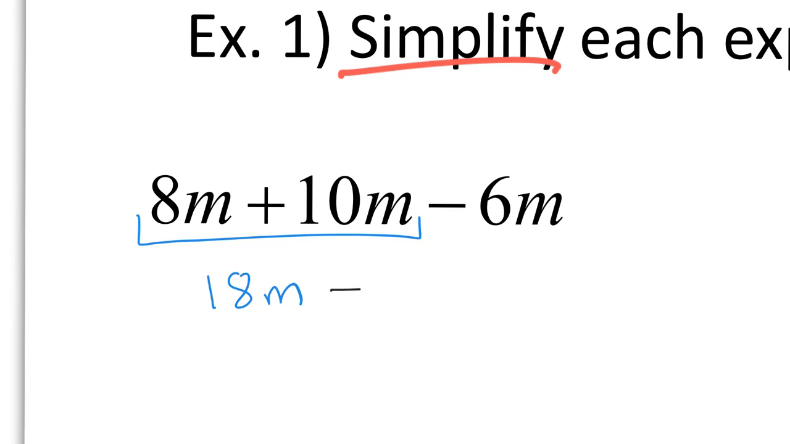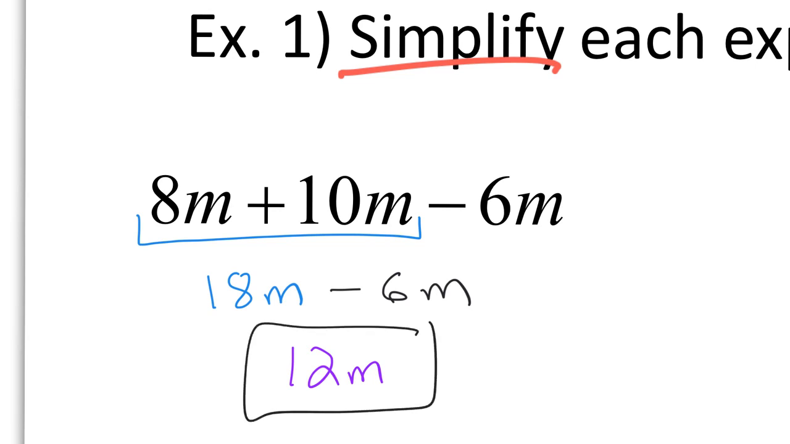Now let me bring down the minus 6m. Now here, you guys have 18m. You guys added those two types of marshmallows, 8 and 10. Now you're going to subtract. You're going to take away 6 marshmallows. So 18 minus 6, that's going to be 12. And you guys keep the variable, 12m, or 12 marshmallows. Now make sense of the problem. We have 18m minus 6m. 18 minus 6 is 12. Keep the variable, and that is my answer. We have a monomial, one term, 12m.